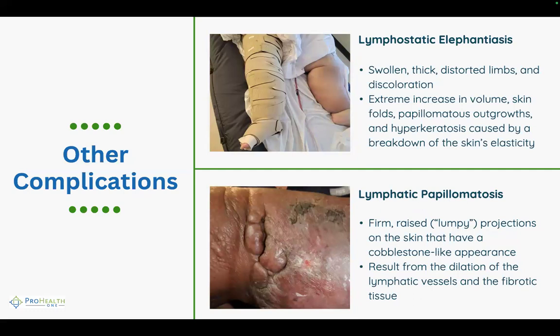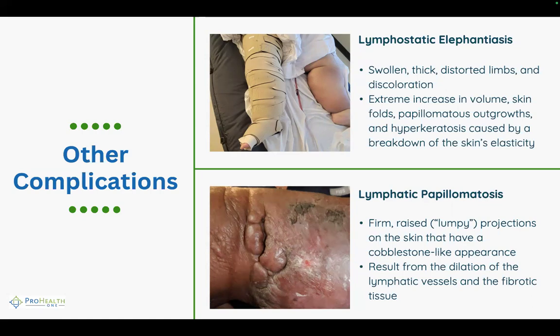Another important complication of lymphedema is the elephantiasis-like change that people get, especially with stage 3: swollen, thick, distorted limbs with discoloration. It's always something that needs to be managed properly, especially managing the expectations of people like this. You usually see people hoping that this will go away. This is usually a chronic thing that you can manage to the best of your ability, but it is going to be a lifelong, permanent thing that will not go away.